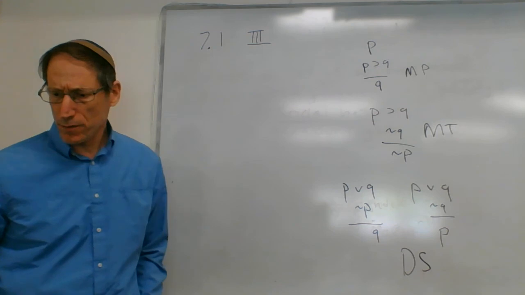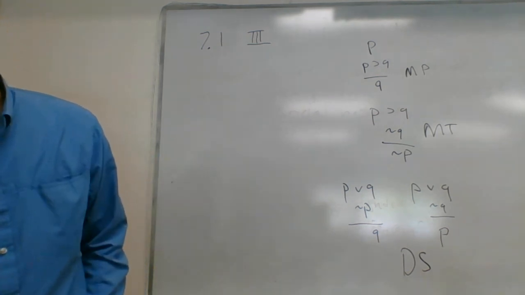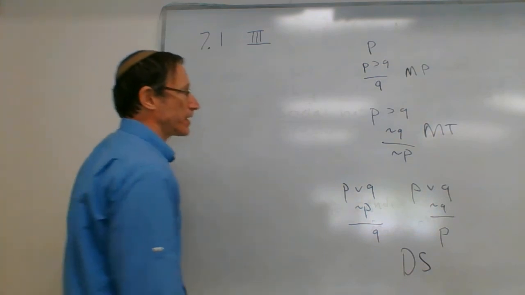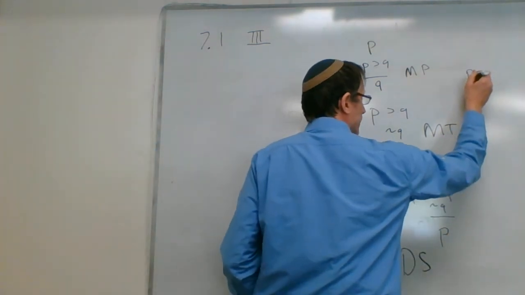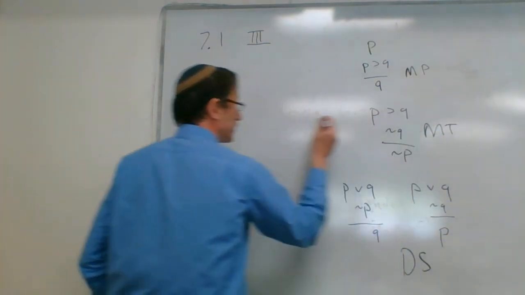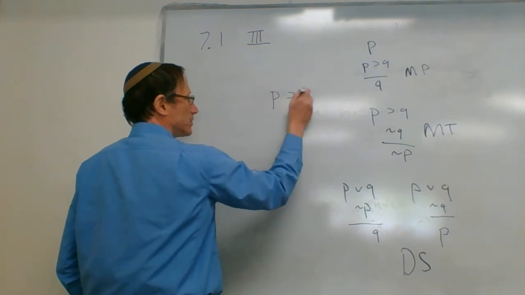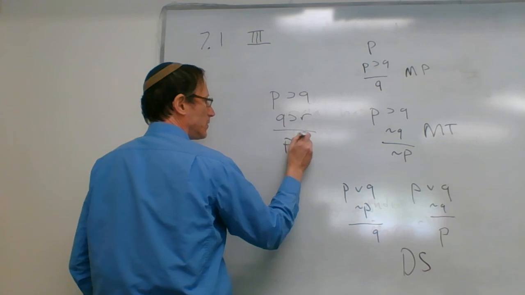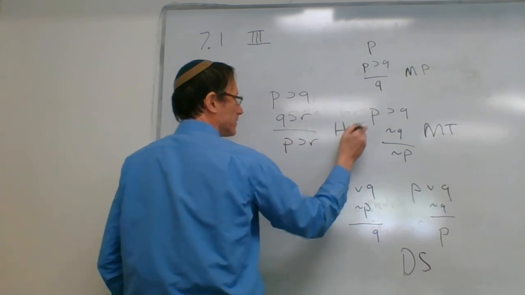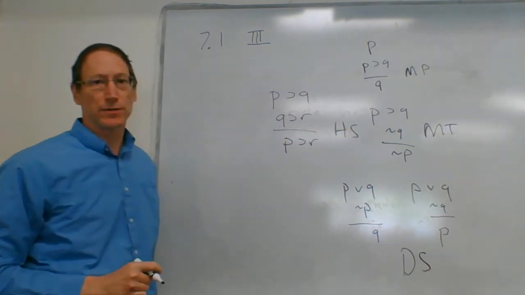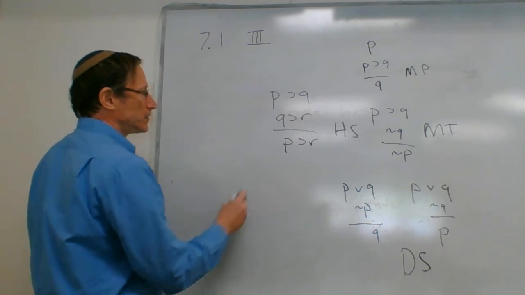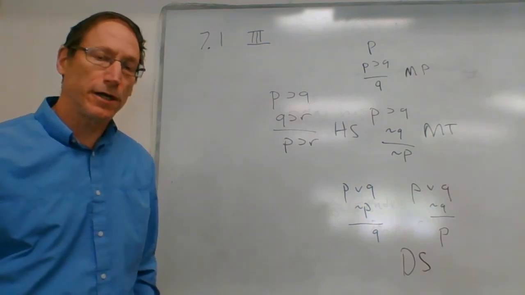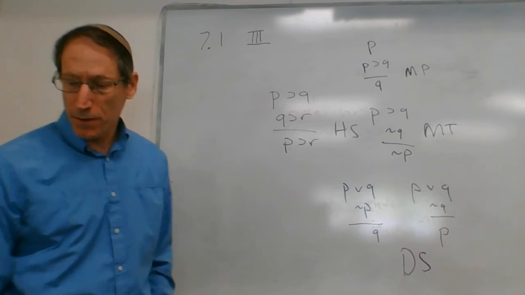And what was the other rule we had? The rule of hypothetical syllogism. Maybe I better write it over here: P horseshoe Q, Q horseshoe R, therefore P horseshoe R. That's hypothetical syllogism, HS. Okay, so now let's see what a proof would look like using the four rules.